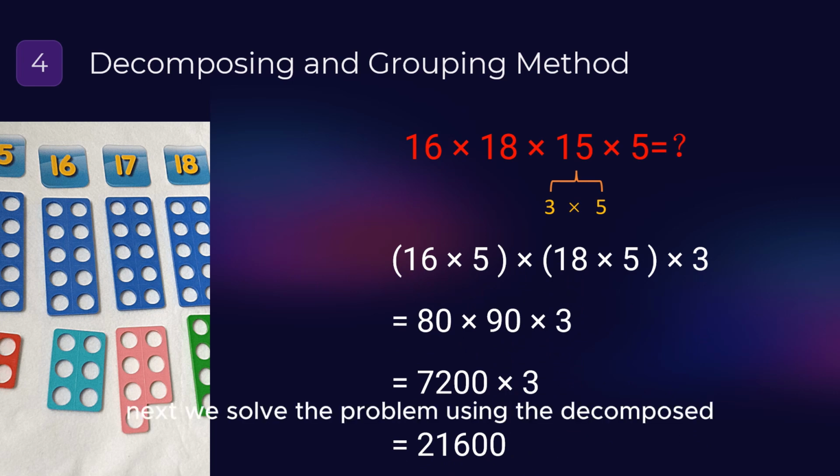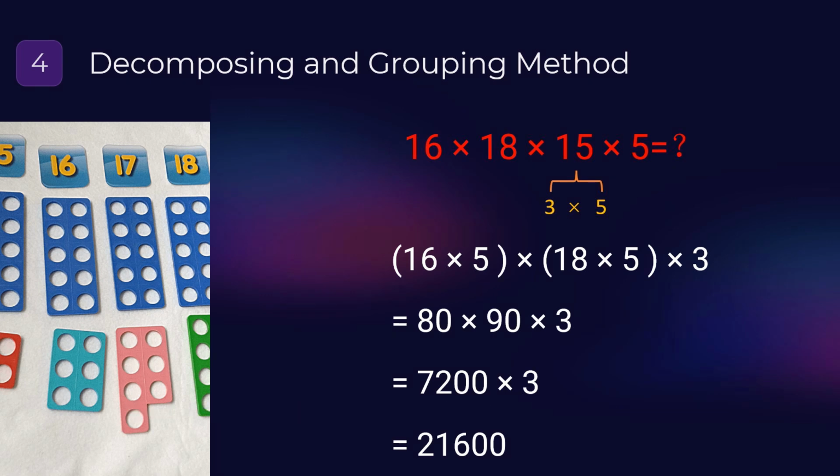Next, we solve the problem using the decomposed and regrouped factors as follows. 16 times 5, multiplied by 18 times 5, multiplied by 3, equals 80 times 90 times 3, which equals 7,200 times 3, and the final result is 21,600.